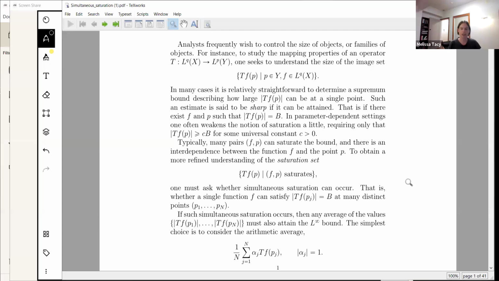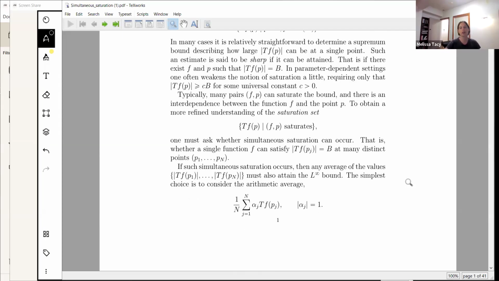Now, there are a couple of innocent observations that you can make. If you're saturating at a set of points, you saturate at any average. Okay, that's fairly standard. And the most basic thing you might do is to put an arithmetic average in there. Okay, this is certainly going to be the case. And you might say, all right, what I could do to try and prove that I can't have too many saturating points is I could compute the average, do some sort of analysis on it, show that it's less than expected, and that would give me that I can't have too many saturating points.